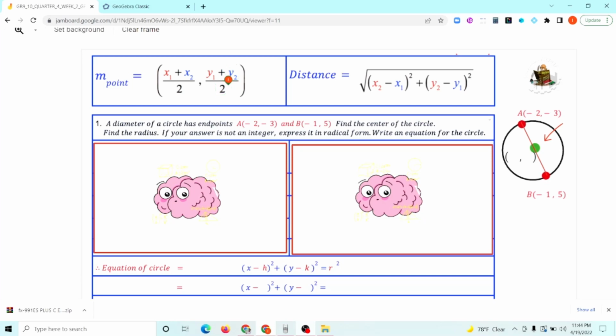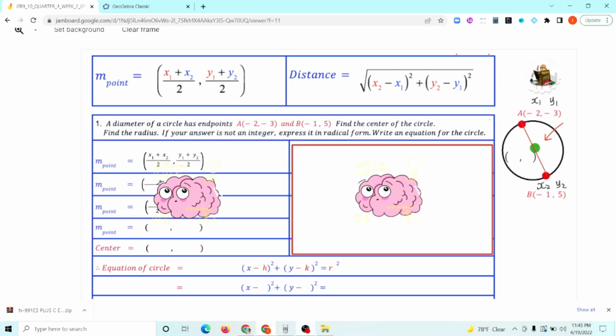So what I'm going to do is label my points. I'll label this x sub 1, because that's the first x value. And I'll label this y sub 1 because that's the first y value. If this is the first x value, then this will be the second x value. If this is the first y value, then this will be the second y value. So I'm going to label that as y sub 2. And now I'm just going to substitute it into the formula. So let's do that.